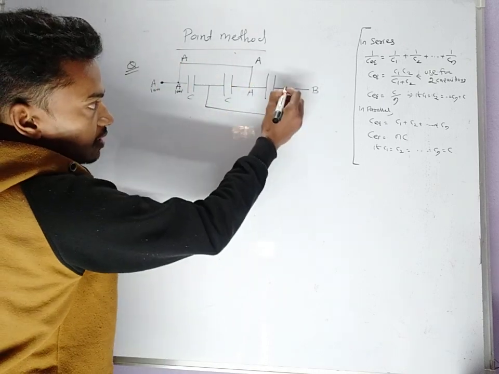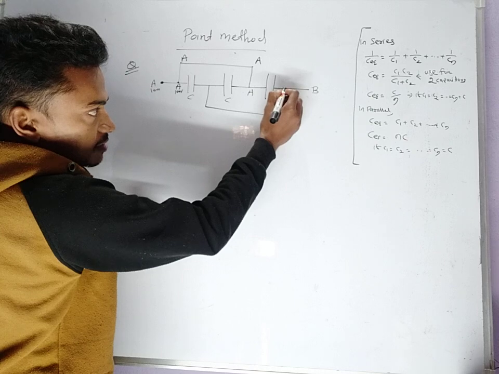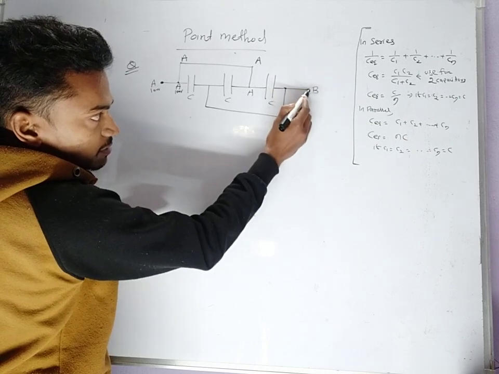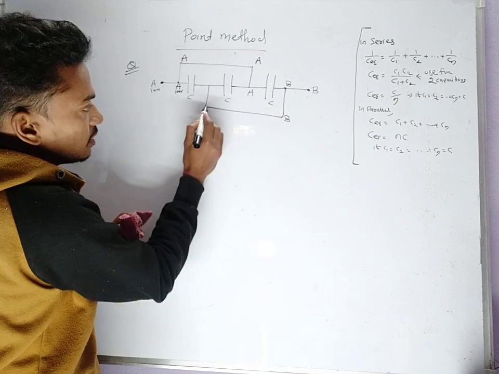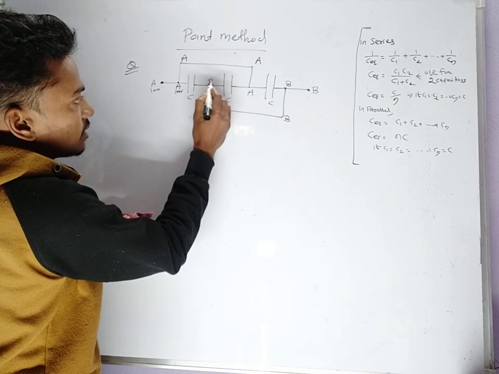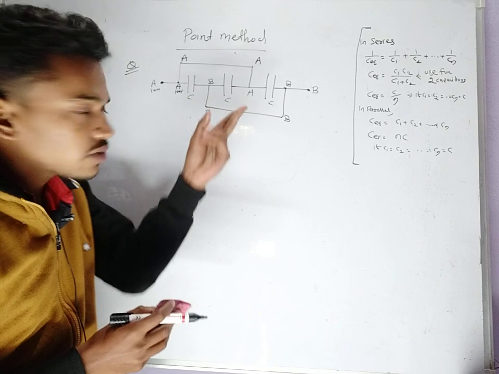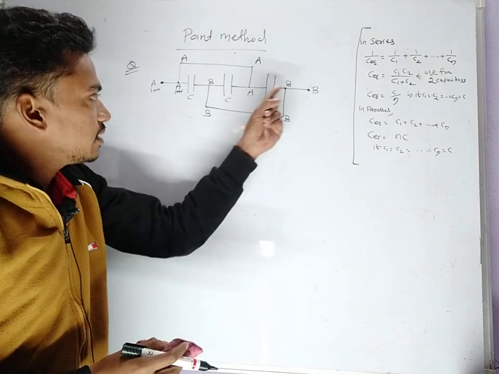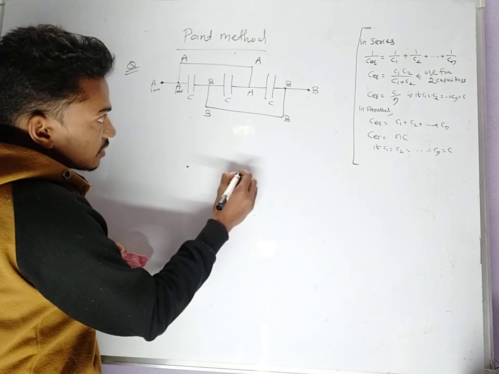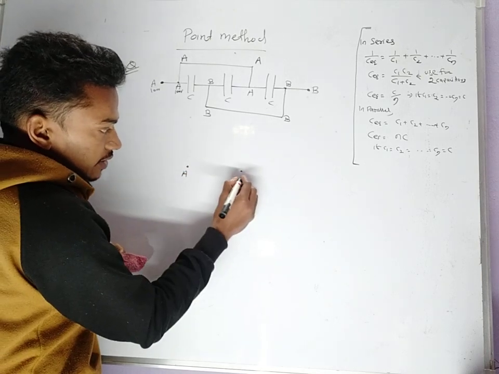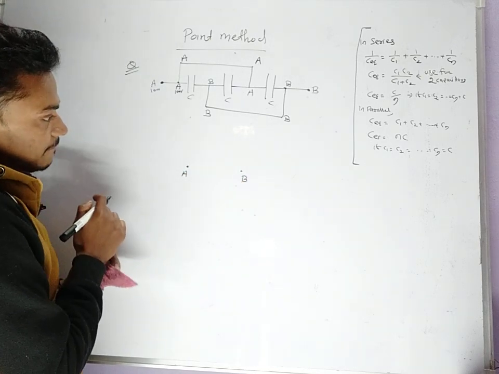Similarly, this is point B, and the potential at this point and at this point will be the same, so it will also be B, and this is B and this is B. See, we got only two points, A and B. So I am redrawing the figure. This is point A and this is point B.